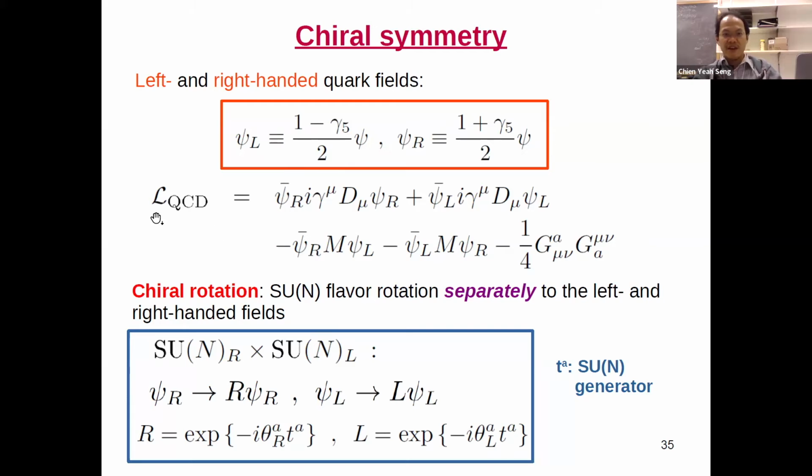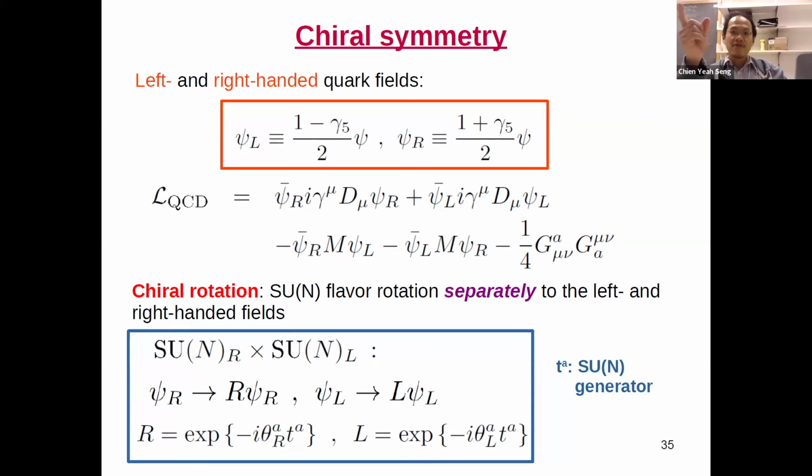And by doing so, we can write the QCD in terms of the left-handed and right-handed quark fields. And then you can see the terms that involve only left to left and right to right. And then there are terms that mix left and right-handed quark fields. In particular, we see that this quark mass term will mix the left and right-handed quark field.